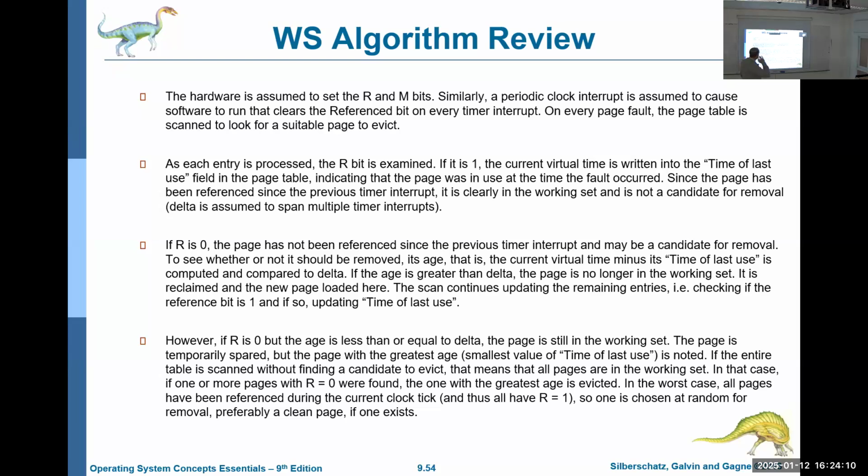Similarly, a periodic clock interrupt is assumed to cause the software to run that clears the reference bits on every timer interrupt. So every time there's a timer interrupt, we copy the current time into the time field and we delete all of the reference bits because we don't need them anymore. We recorded the current time. The page table is scanned to look for a suitable page, and also on every page fault, we evict somebody if we need to. The page fault is not at the same time as the clock stop.